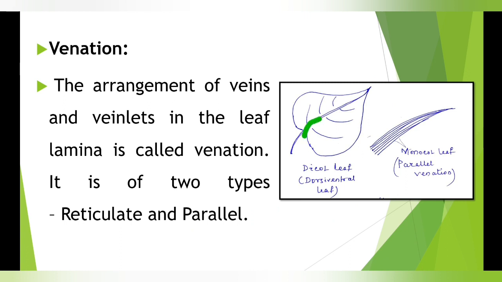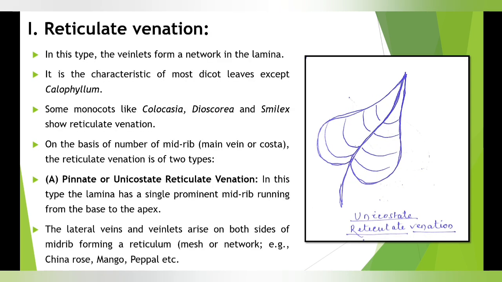Venation means the arrangement of veins and veinlets on the leaf lamina. It is of two types. One is reticulate, where the veinlets are arranged in a net-like manner, and the other is parallel venation, which is present in monocot leaves, where the veins and veinlets are arranged parallelly. Okay. Then first of all, what is reticulate venation? Where the veinlets form a network in the lamina. It is characteristic of most dicot leaves except Calophyllum. Calophyllum lacks reticulate venation. Some monocots also have reticulate venation, as seen in Colocasia, Dioscorea, Smilax. These plants are monocots, but they show reticulate venation.